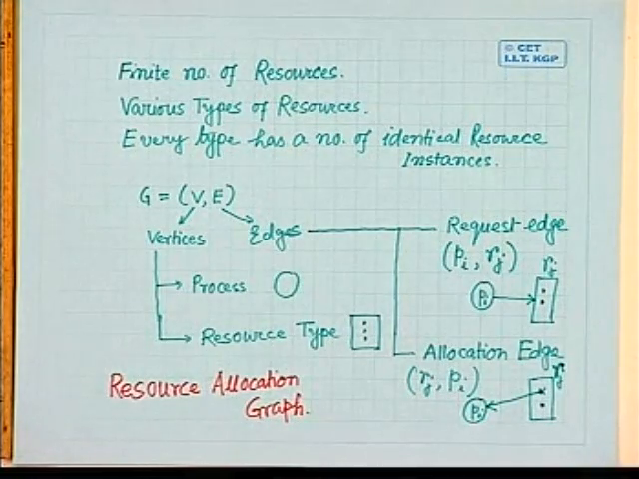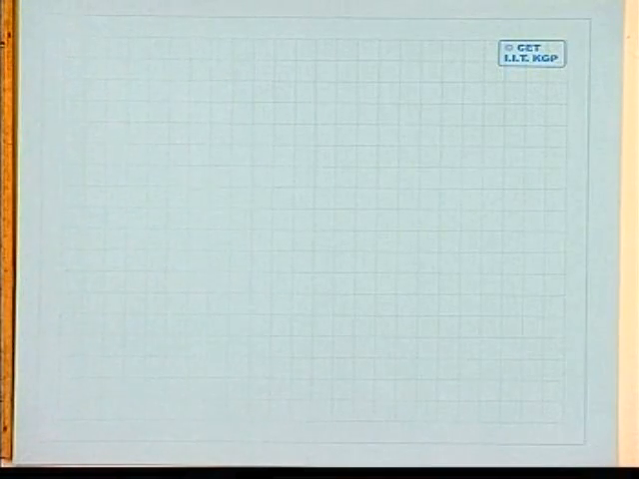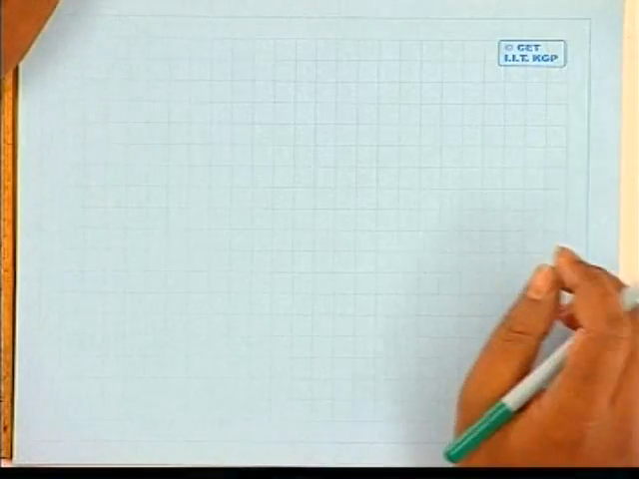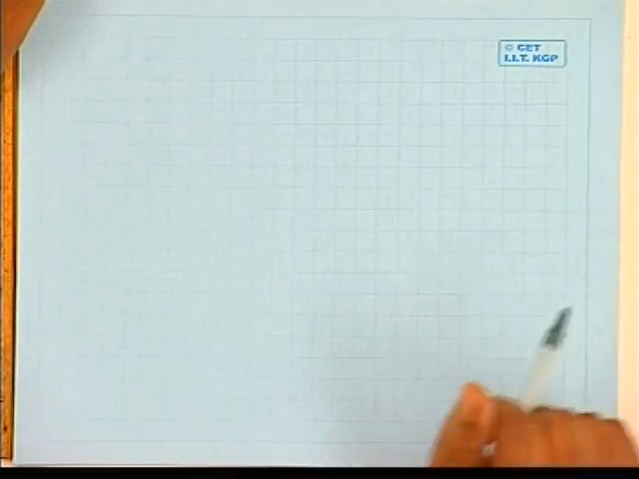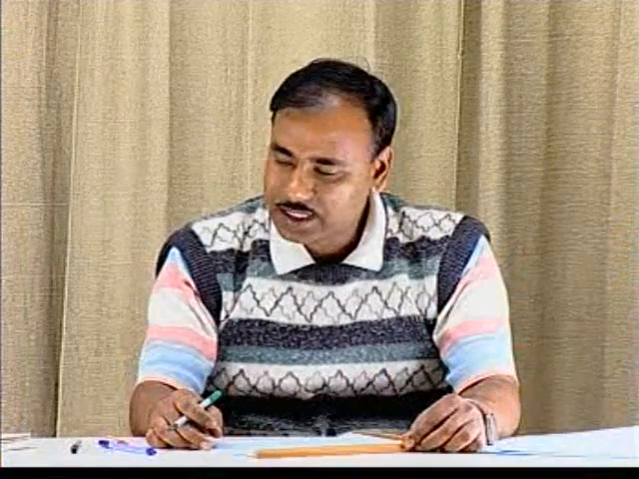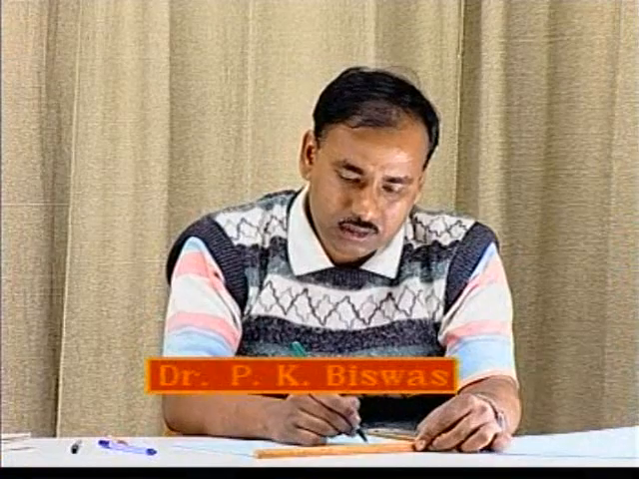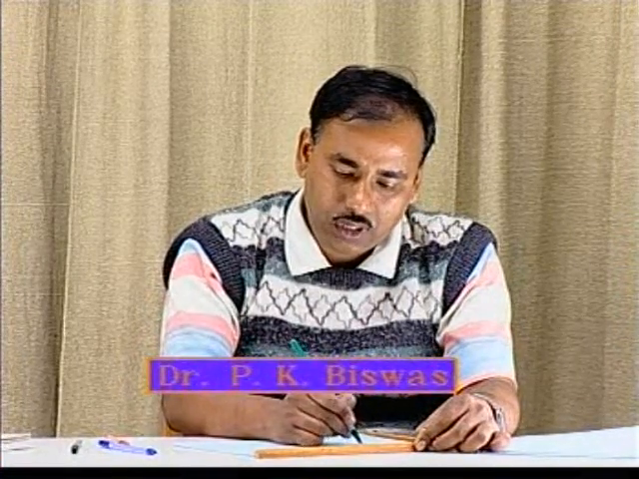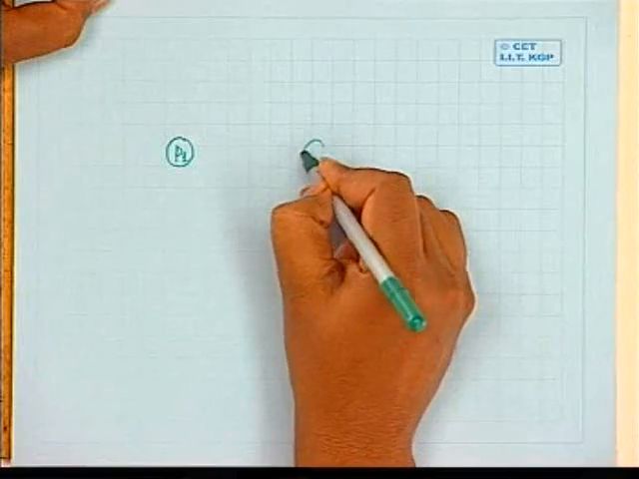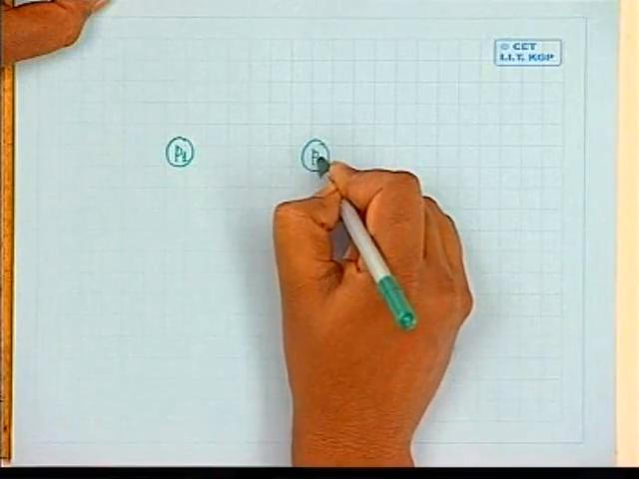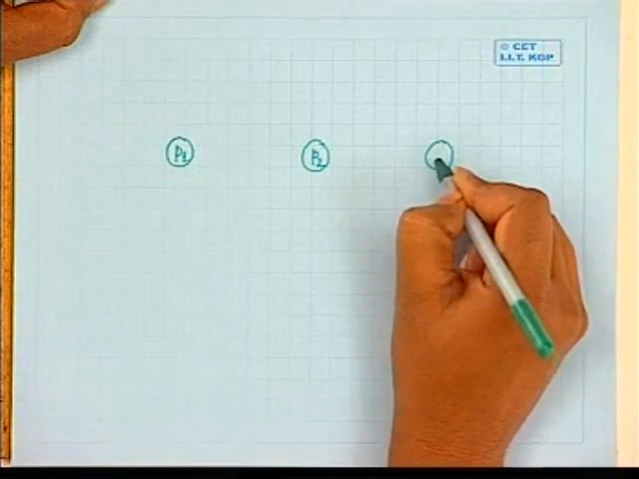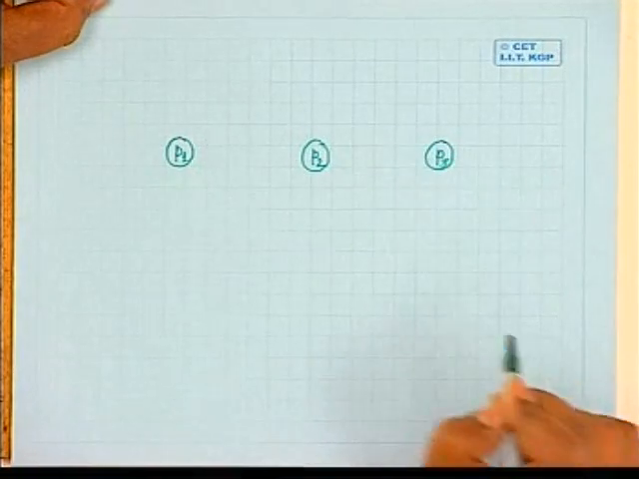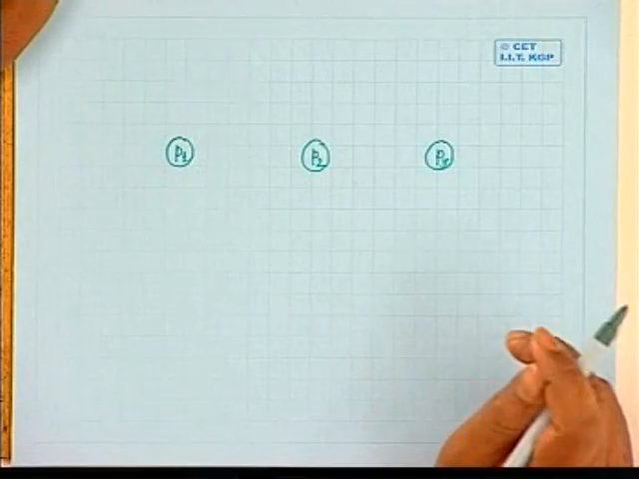Now let us take a particular resource allocation graph and see how it leads to the deadlock situation. So suppose at a particular instant of time in a system we have three processes, and let us say the processes are P1, P2 and P3. So this is the resource allocation graph that we are discussing.